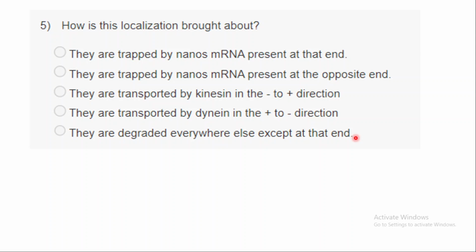Guys, is the question difficult for you? You can just guess any answer, whichever you think is the correct option. What is the process of localization of this Oscar mRNA? Okay, Pushpanjay has answered option B.